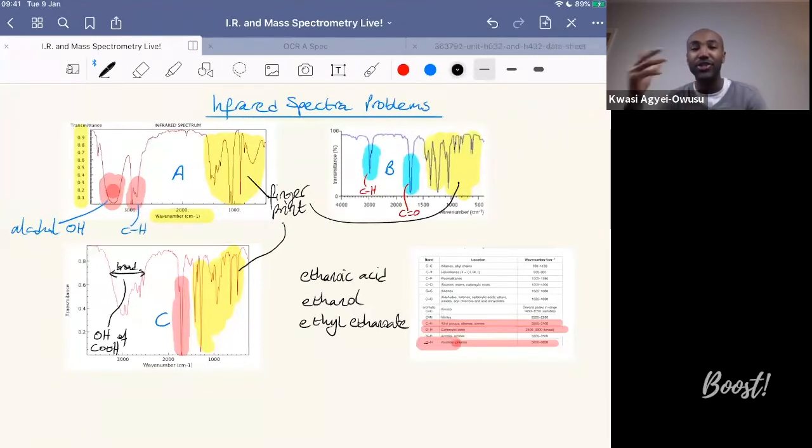Okay, and you can see that this broad absorption for the OH of a carboxylic acid obscures the CH absorption that you would have as well for the carboxylic acid. So typically it will hide any CH absorptions that would be present. Okay, so based on our use of the data table, we should be able to say with quite a lot of confidence that A is indeed the ethanol or alcohol, and we should also be able to see that B is our ester, so ethyl ethanoate, and C is our ethanoic acid.